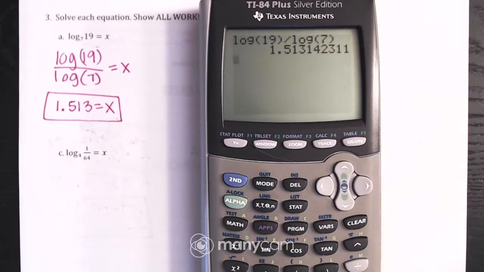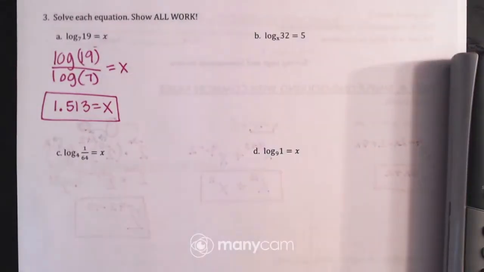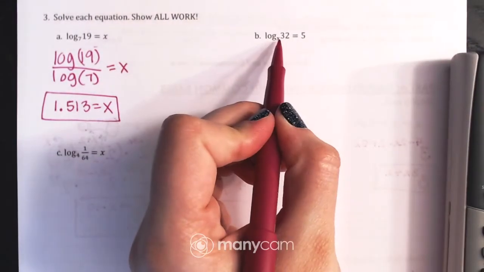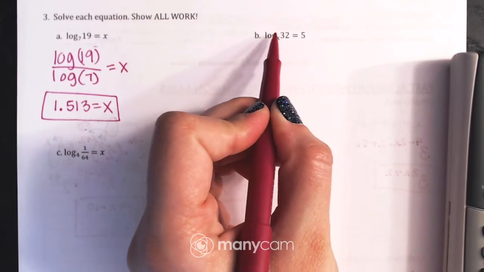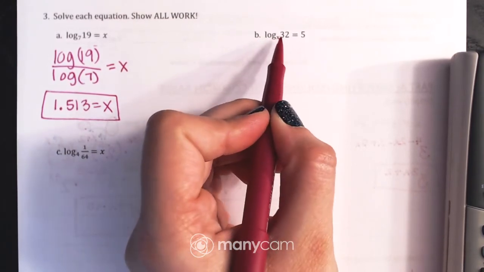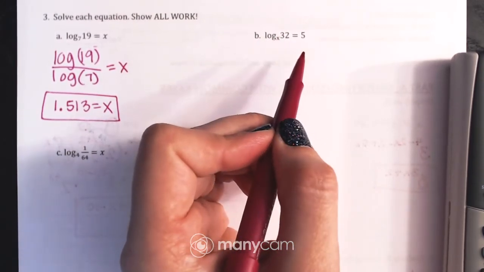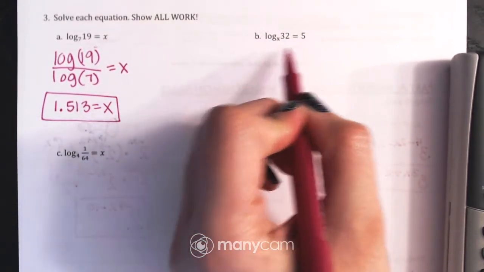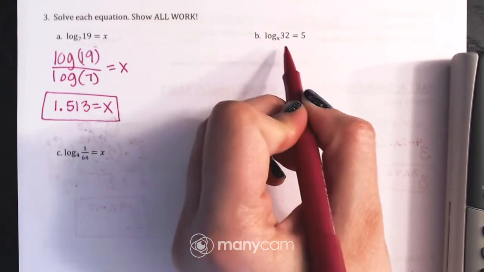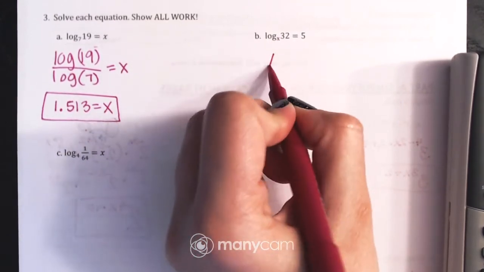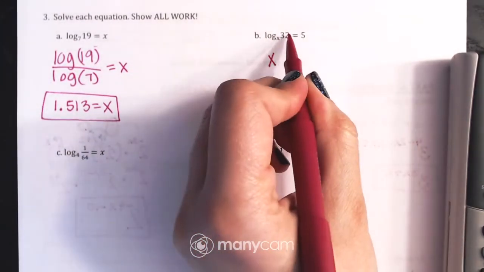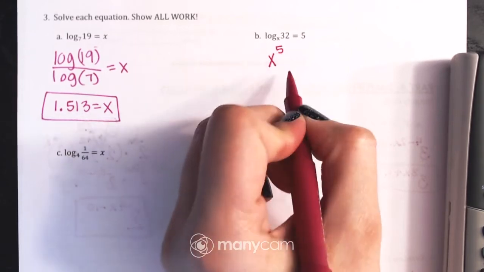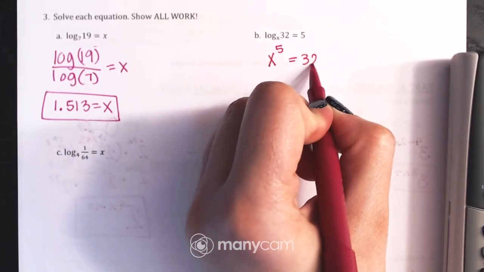Okay. The next one I have here, the variable is within the log. So in order to solve for the variable within the log, I want to switch forms. Essentially, whenever you're stuck, you're like, I don't know what to do next, switch forms. So we're going to switch this log to an exponential. Identify the base. Base is x. So base stays as x. Switch the other two pieces. X to the 5th power equals 32.